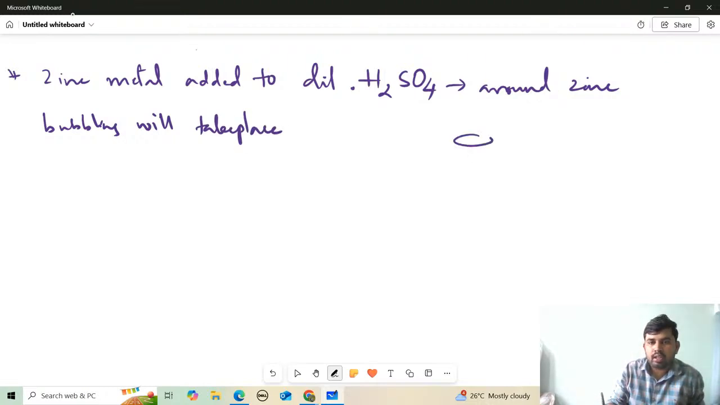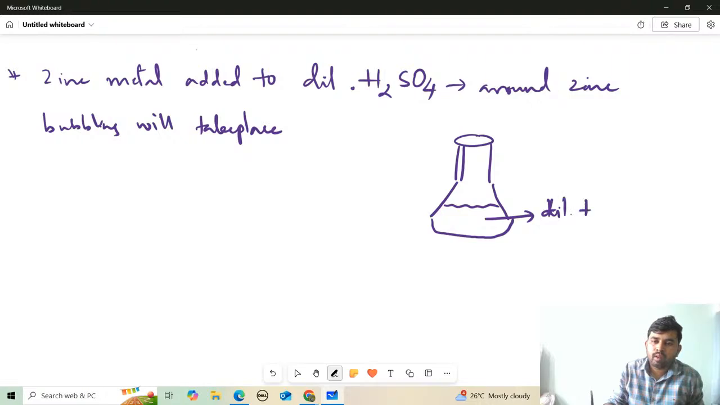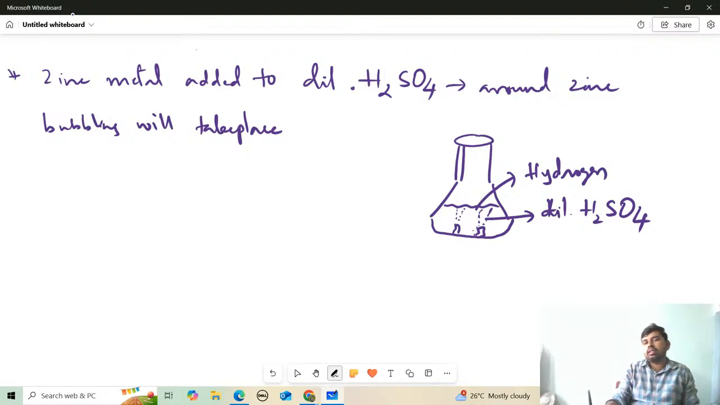Suppose you think like this is a conical flask. Conical flask will be like this, just remember. Here is the dilute sulfuric acid, and here we are taking a small piece of zinc. Bubbles will start to form upon the surface of the zinc. This gas is nothing but hydrogen gas. These are the activities they have given, to understand the chemical change.